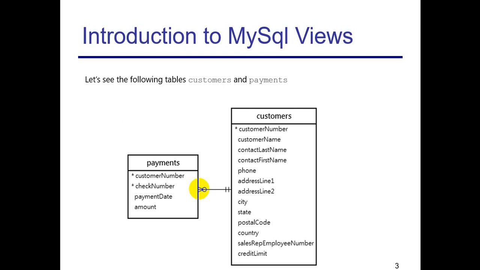Let's say we have two tables. The first one is customer and the second one is payment. We have attributes in payment like customer number, check number, payment date and amount, and we have some attributes in the customer table as well, including the customer name, its number, the phone number, the address, and all the other relevant information. These are the two tables we have, and we are just going to do some reporting, selecting some data from these two tables.